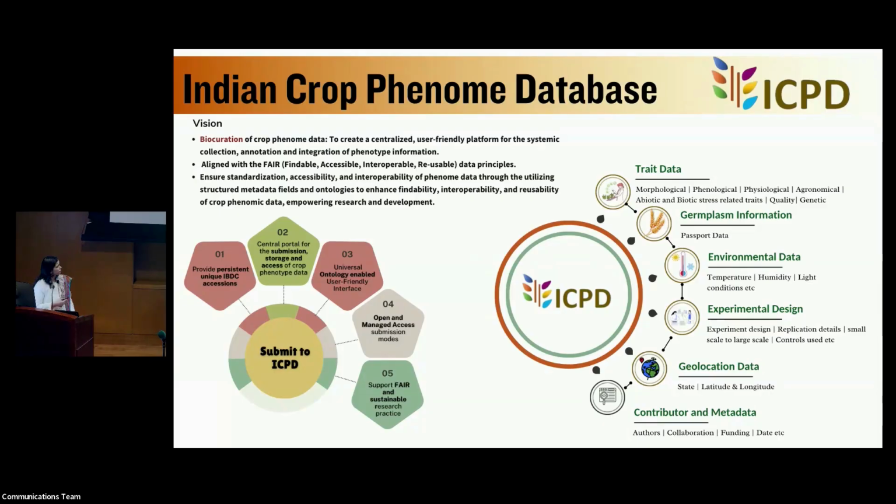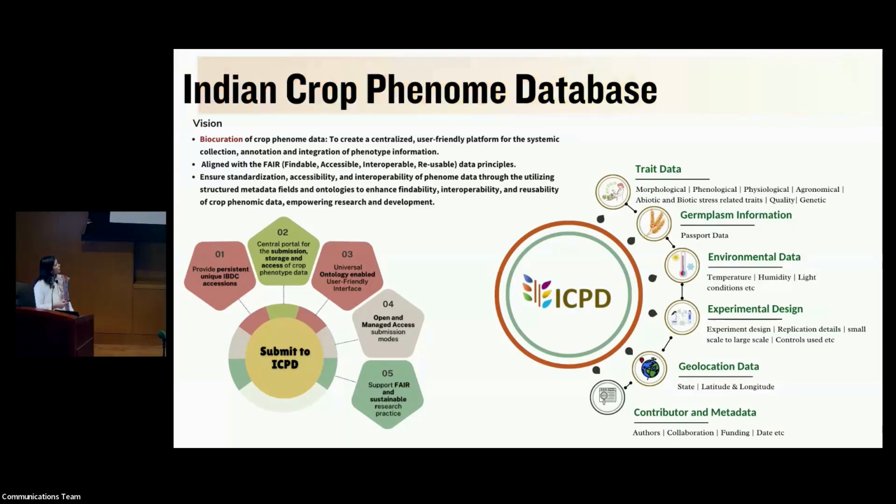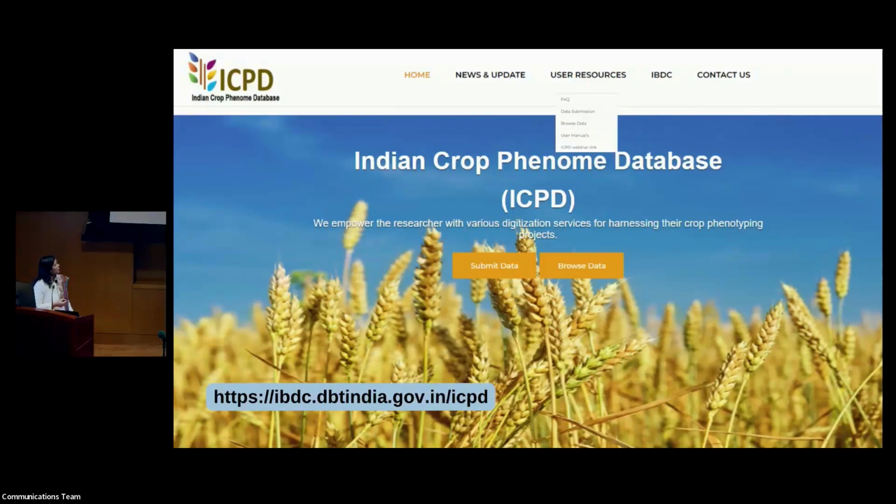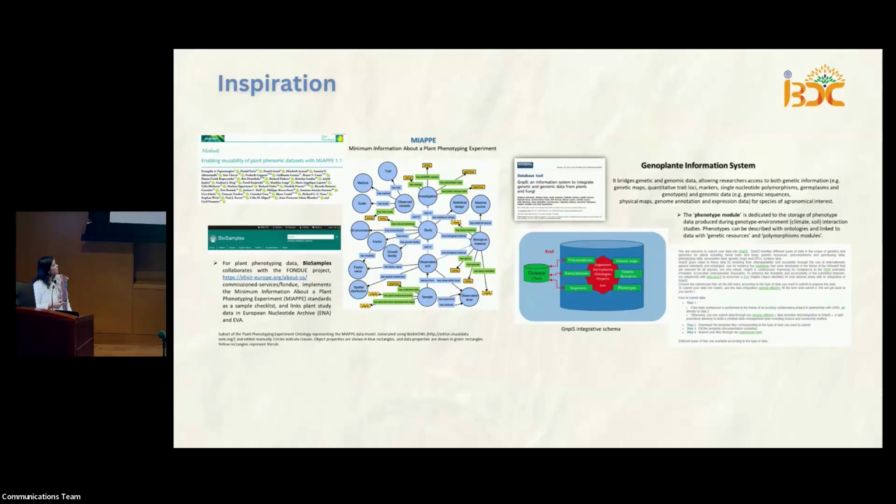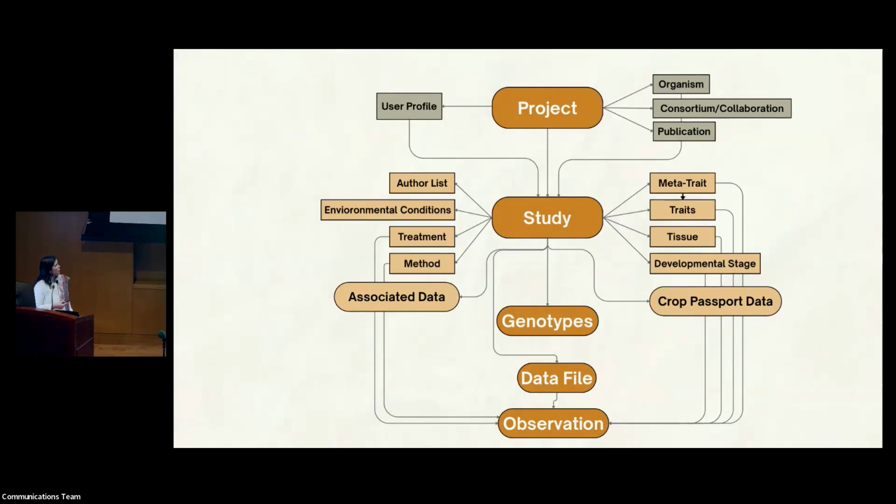So we try to collect all the important metadata fields from the users, as listed here. And this is the homepage, where many tools, user resources, and webinars are available for users. The inspiration is from MIAPPE, BrAPI, and PISA, which are the international standards available for phenotype data.